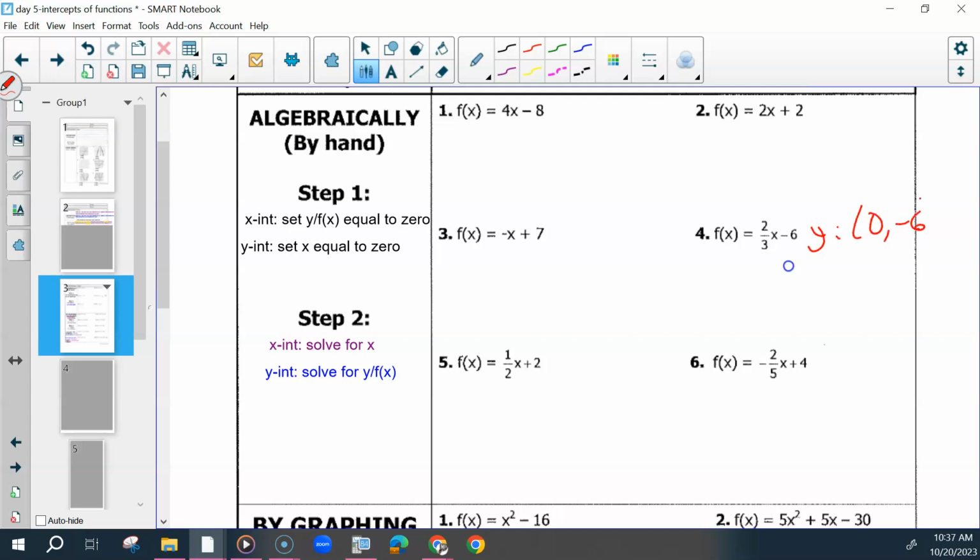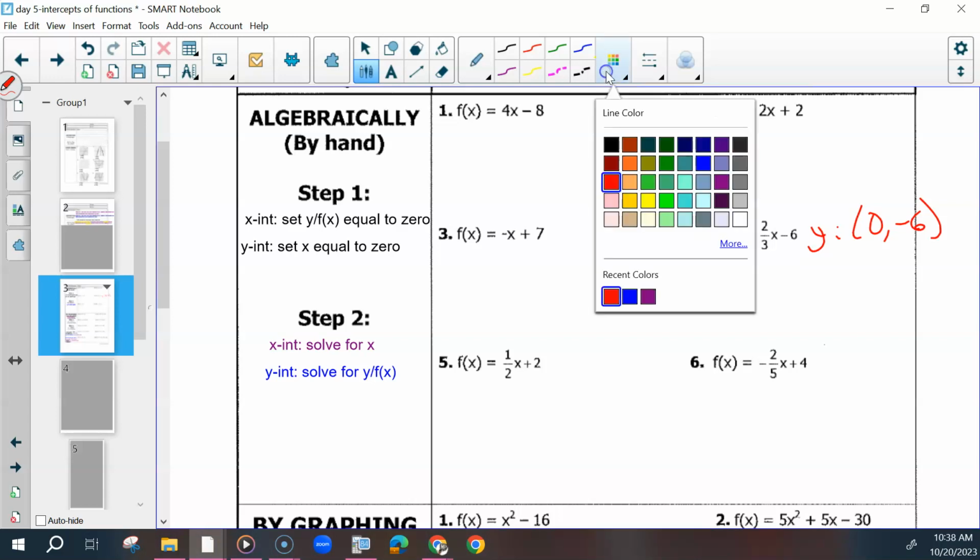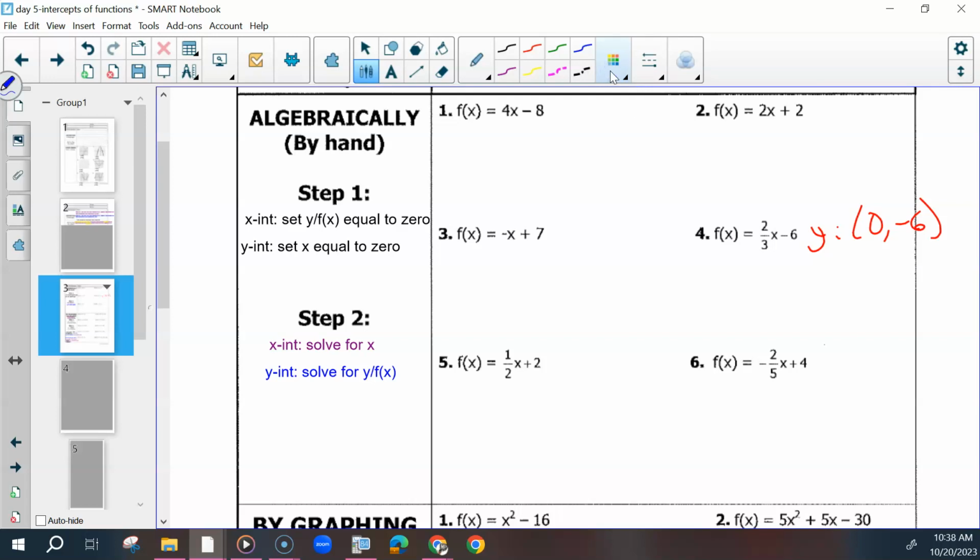As a reminder, if it's in this format, this is really your slope-intercept form. So if you look at the last number, that is your y-intercept. You don't have to do the work to do that. We are going to do the work to find our x-intercept. Remember that f of x is the same as y. You can replace it, or you can just change the whole thing to 0.